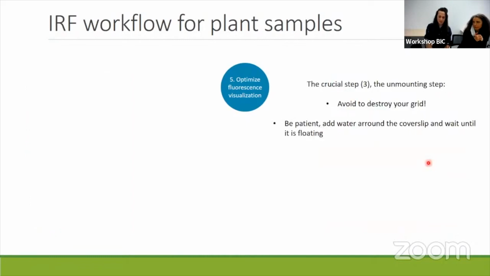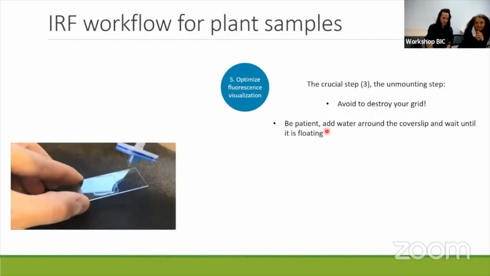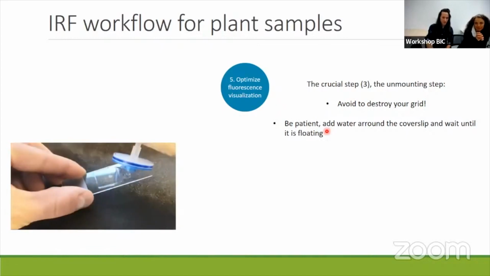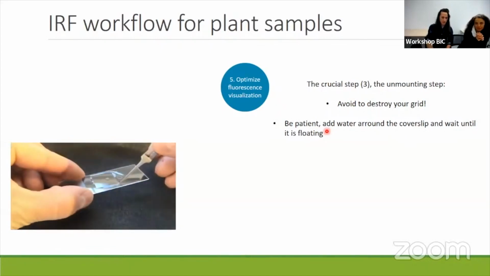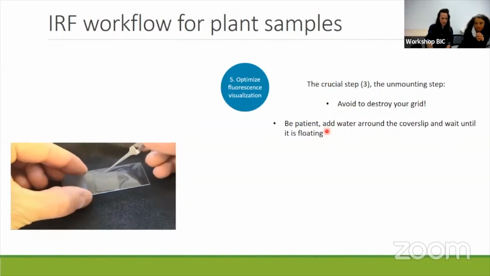And the last step, well, not the last, but a very crucial step, is the unmounting step. You have to not destroy your grid, because if you are imaging for too long, the water dries and the grid is completely stuck to the cover slip and to the slide. If it's stuck and you remove it too fast, you will break your sample and you've done the imaging for nothing. So to do that, I'm adding a bit of water, and you have to see that the cover slip is unstuck with the water again.